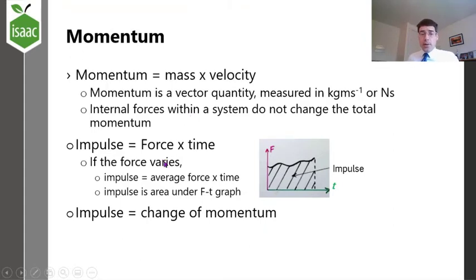Another idea you need to be aware of is what's called impulse. If a force is acting on an object, that object will receive an impulse. And the size of the impulse is the force multiplied by the time for which it acts. If the force is varying, we can work the impulse out in one of two ways. We can either say it's the average force multiplied by the time, or if we've got a graph of the force against the time, then we'd find the area under that graph, and that gives the impulse.